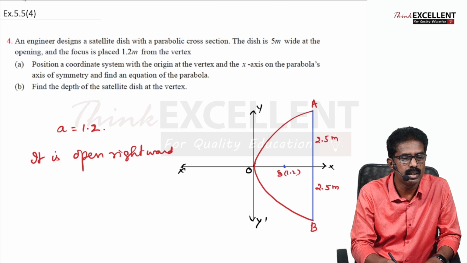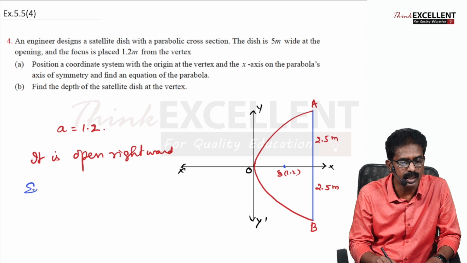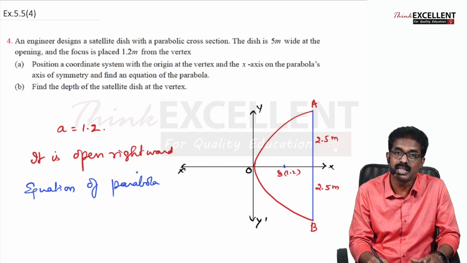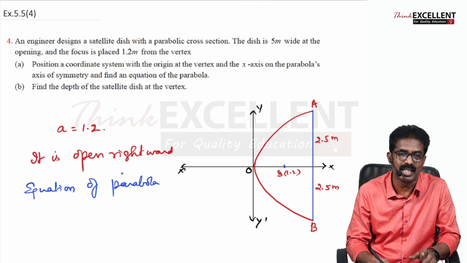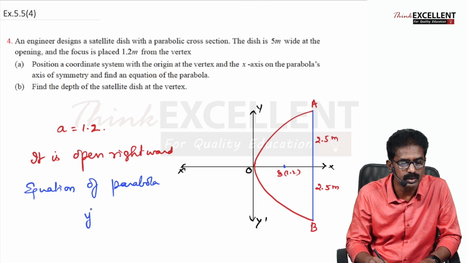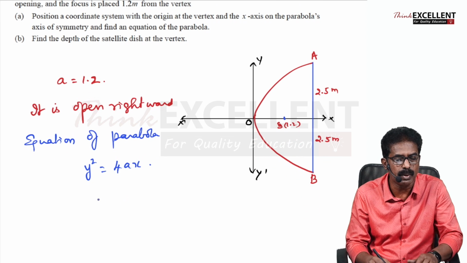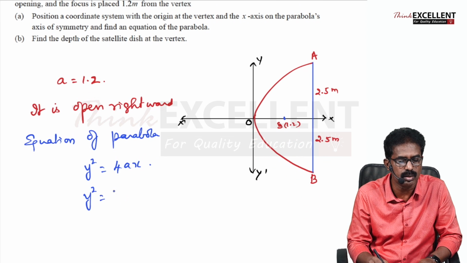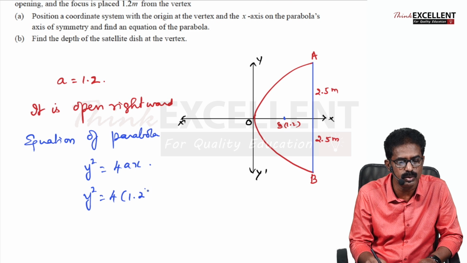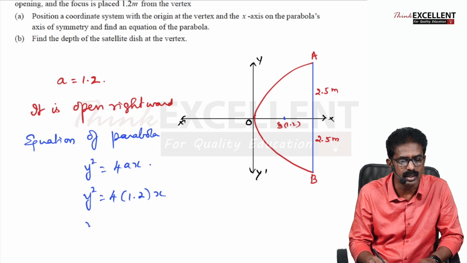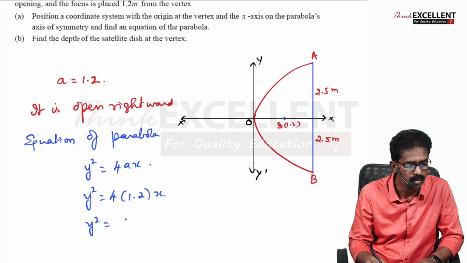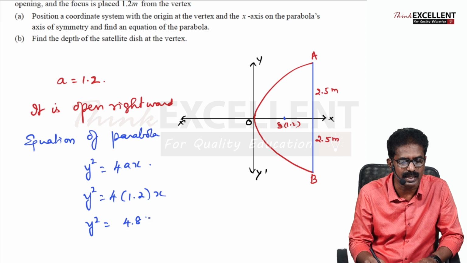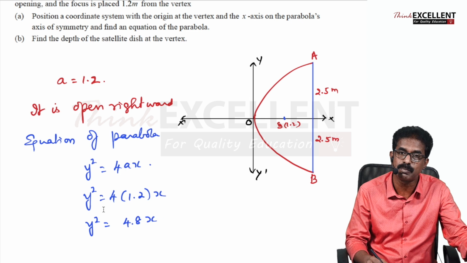So you know the equation of parabola, right? Here the vertex is at the origin, so no change in x and y. So it is y square is equal to 4ax. The a value is 1.2. So y square is equal to 4 into 1.2 into x. So your answer is y square equal to 4.8x. Okay, so that's the answer for the first part.